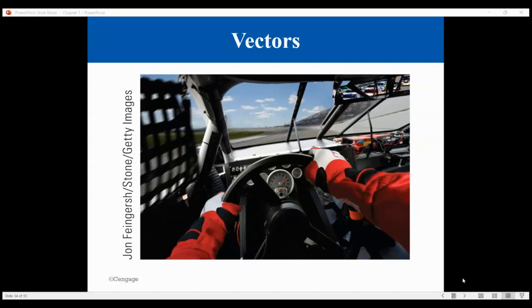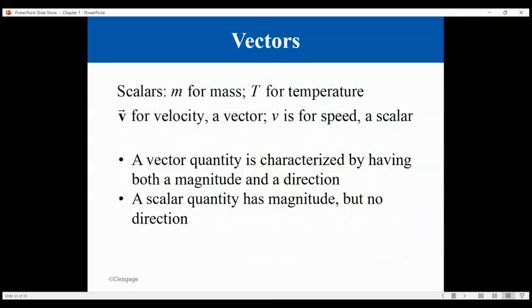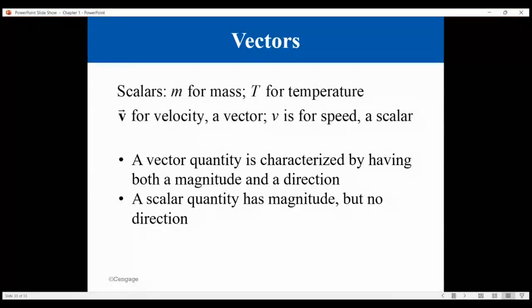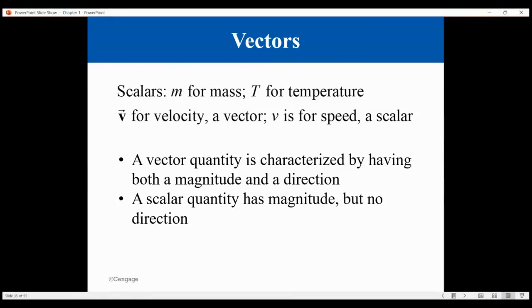So the order of today: we'll be touching on vectors and their components. So what is a vector? Let's quickly see. I'm not sure if you guys are aware, but before we get to vectors, we have to talk about a scalar quantity. A scalar quantity has magnitude, but no direction. Examples of scalar quantities would be length, temperature, weight, cost. A vector quantity is characterized by having both magnitude and direction. Two in particular are velocity and force.